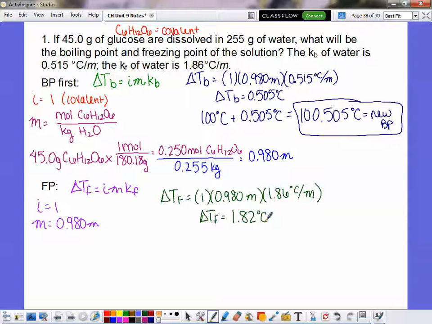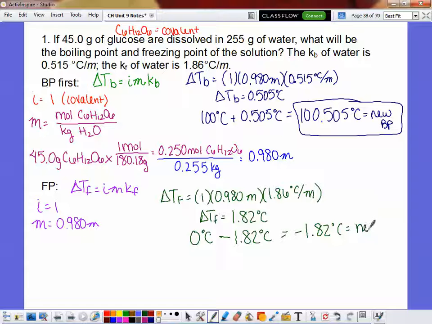Does the freezing point go up or down when you add solute? It goes down. So our original freezing point was 0 degrees Celsius, and we're going to subtract the change from that number. So for boiling point, you add it. For freezing point, you subtract it. So you should get negative 1.82 degrees Celsius as the new freezing point. That's the step that everyone always forgets to do. They calculate the change properly, but then they forget to subtract or add it. Okay?